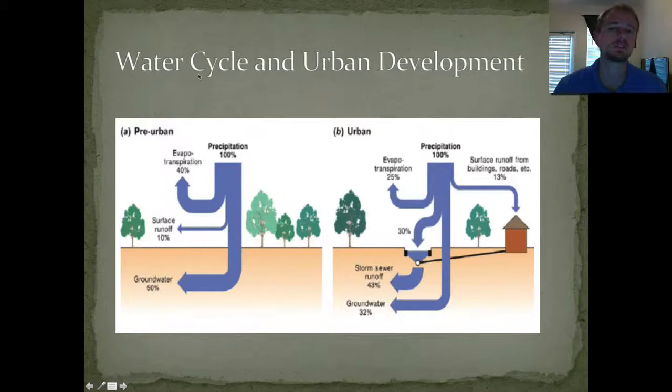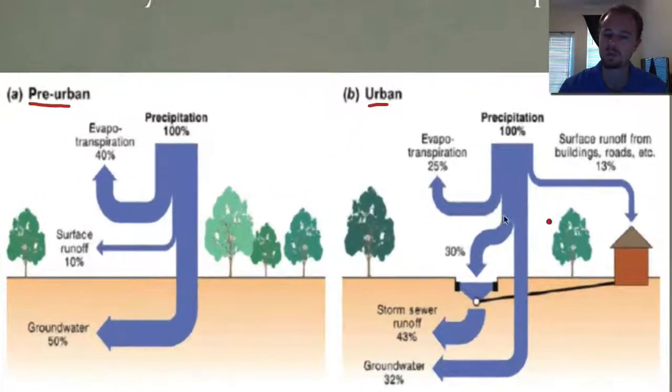There was another question looking at the water cycle and urban development, and we can compare pre-urban here to urban. When you look at one to another, what is the first thing that catches your eye? What do you notice decreases? Let's look at that to begin with. What decreases if we look at urban compared to pre-urban? We'll look at evaporation, 40 to 25, so that's decreased.